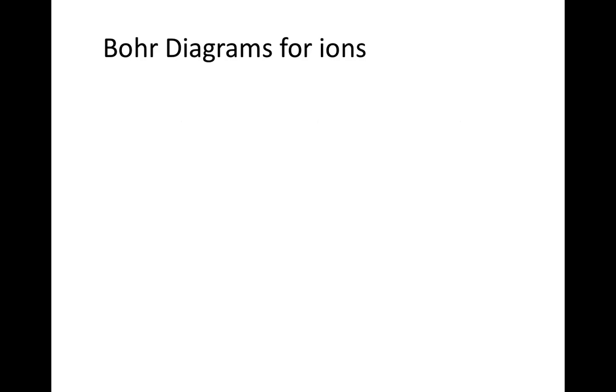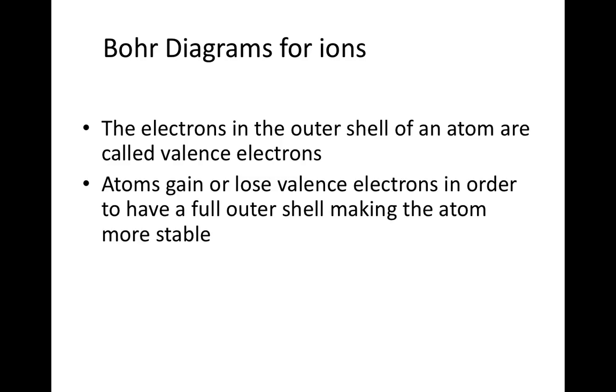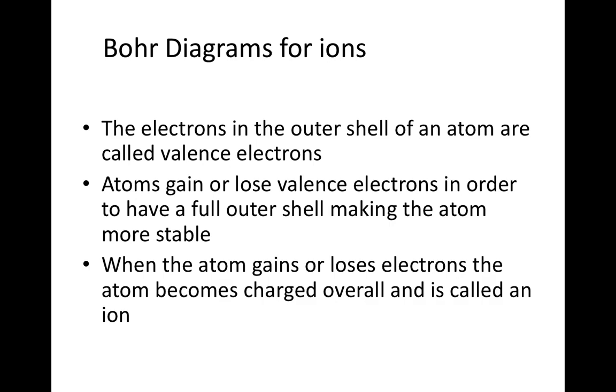Ions are basically atoms that have become charged because they've either lost or gained electrons. That's the basic idea. And we'll talk about why they lose or gain electrons in this lesson as well. The electrons in the outer shell of an atom are called valence electrons. Atoms gain or lose valence electrons in order to have a full outer shell, making the atom more stable. When the atom gains or loses electrons, the atom becomes charged overall and is called an ion.